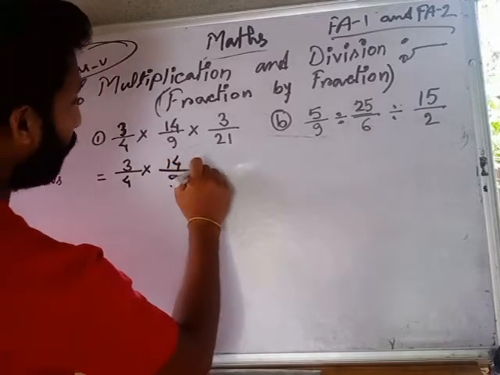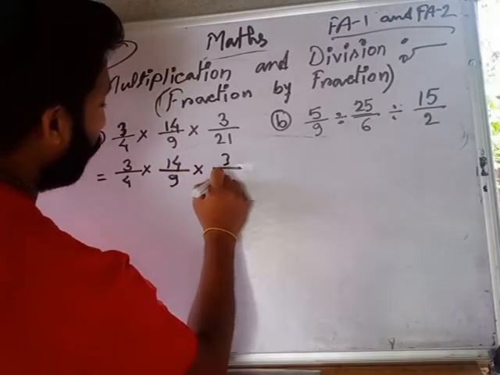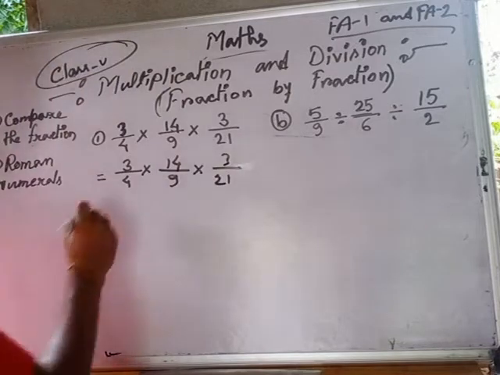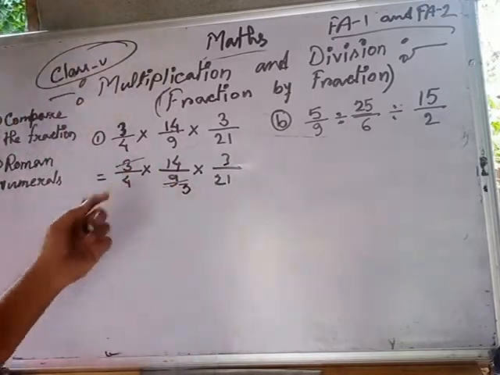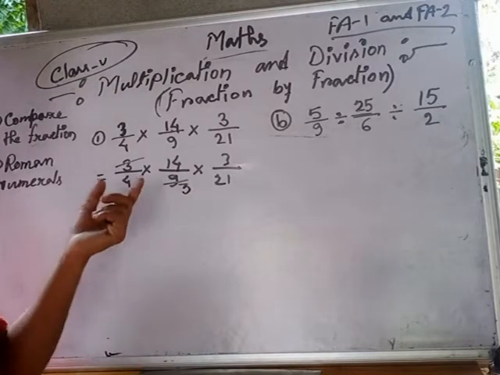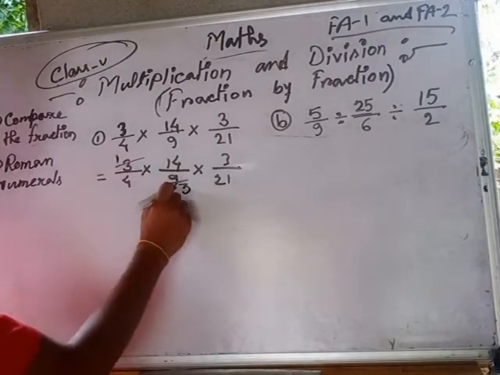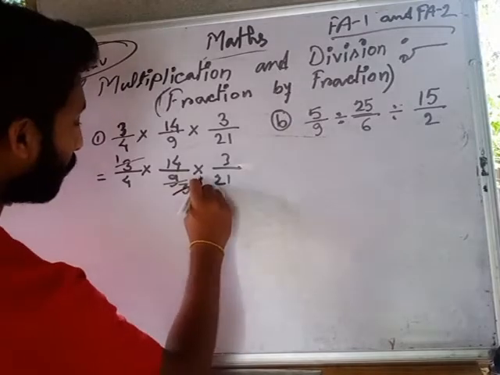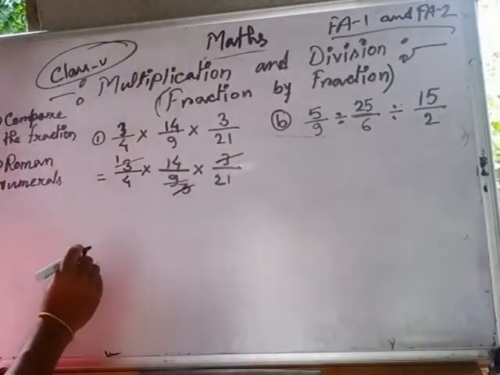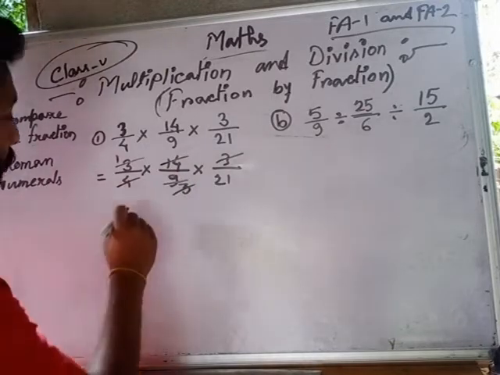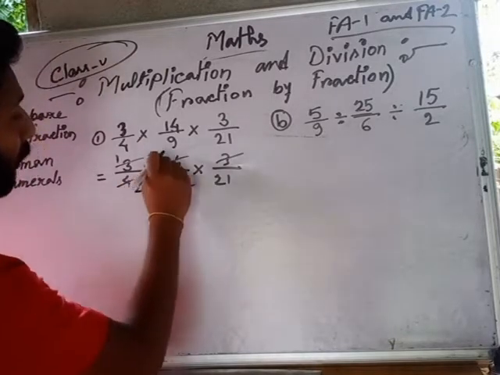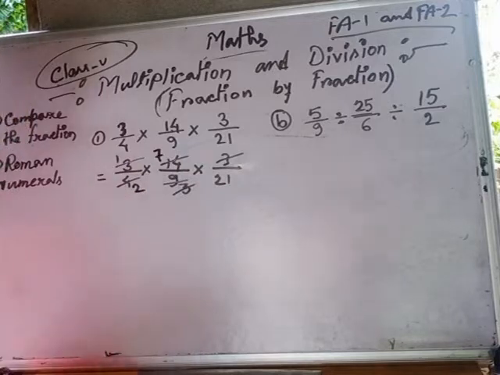14 by 9, it is 3 by 21. 3 and 9 both are divisible by 3. 3 ones are 3, 3 threes are 9. After that, this 3 and this 3. 4 and 14, both the numbers divisible by 2. 2 twos are 4 and 2 sevens are 14.